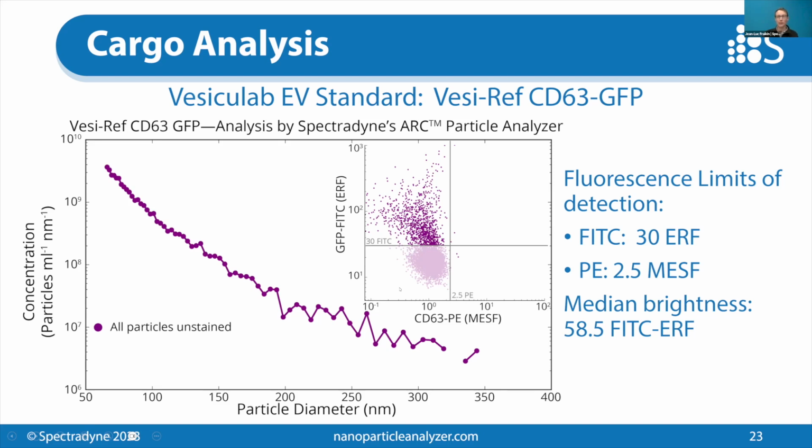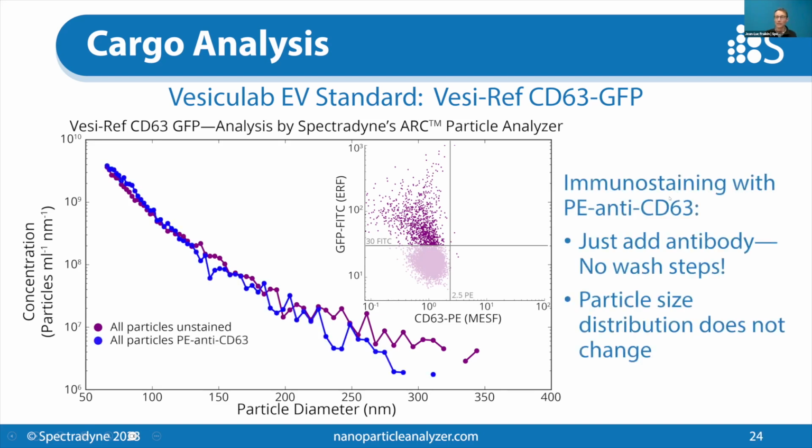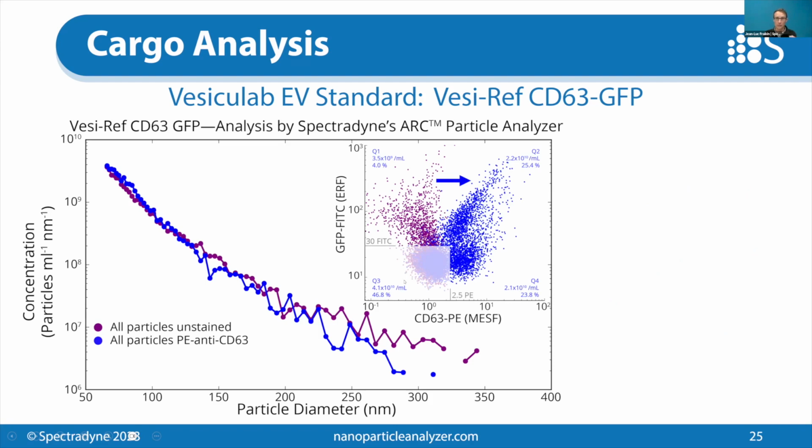It gets more interesting when we come in with an antibody now for CD63. So the staining is very easy. You just mix with the stain, and there are no washing steps to reduce autofluorescent or background fluorescence like you would maybe in a flow cytometer. What we see is that the particle size distribution does not change significantly, which is what we expect from tacking on a few antibodies onto these particles. But the fluorescence changes significantly.